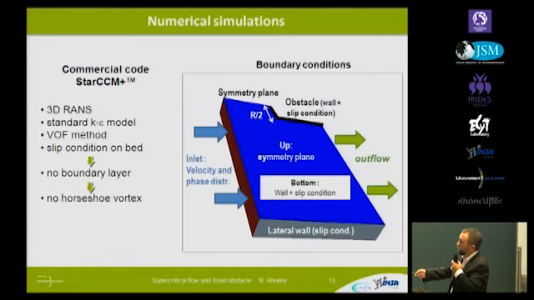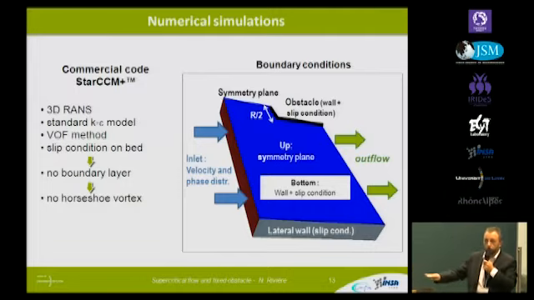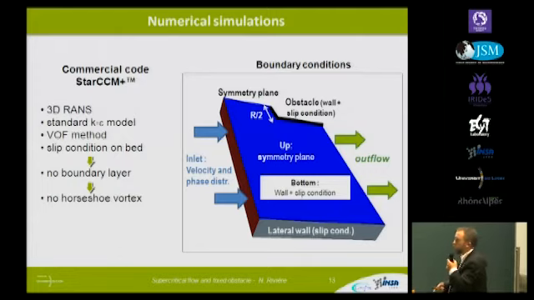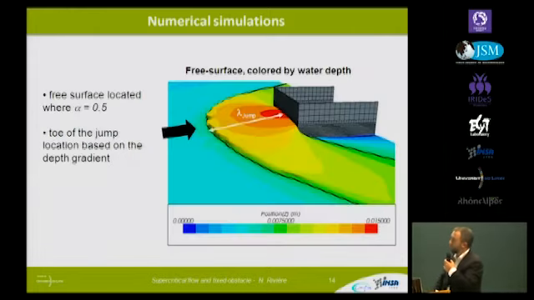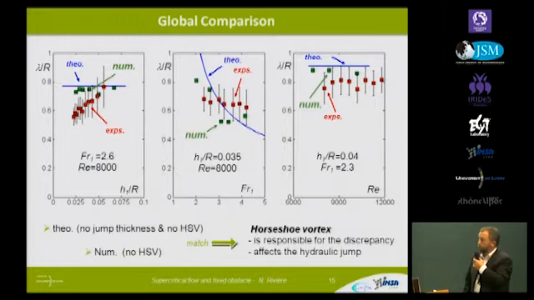But what is very important is that on the bottom, we have adopted a slip condition. So we have no friction, so no boundary layer, and so no flow separation. So we have exactly the same condition as in experiments, except that we will not have any horseshoe vortex. So you have here an example of reconstruction of the free surface. We see the toe of the hydraulic jump. And the results are presented here.